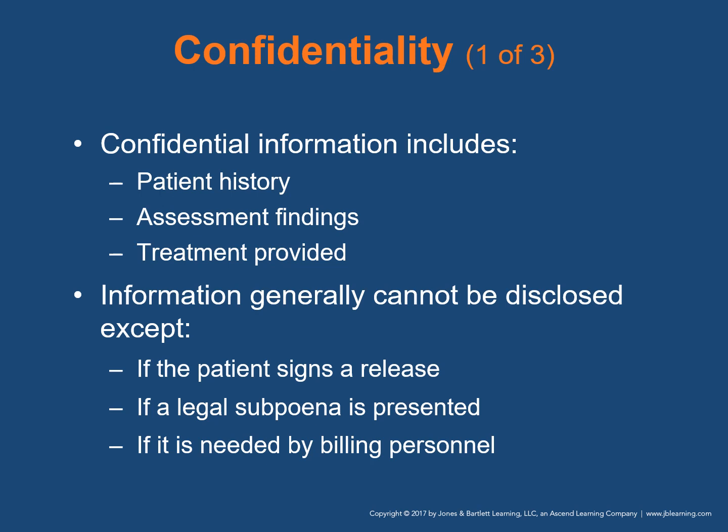Okay, class, now we're going to discuss confidentiality. In terms of confidentiality, all information should remain confidential between you and the patient. In most states, records may be released only if the patient signs a release, if there is a legal subpoena that's presented, or if the records are needed by billing personnel. Confidential information includes patient history, assessment findings, and treatment provided. If you inappropriately release information, you may be liable for breach of confidentiality, which is the disclosure of information without proper authorization.